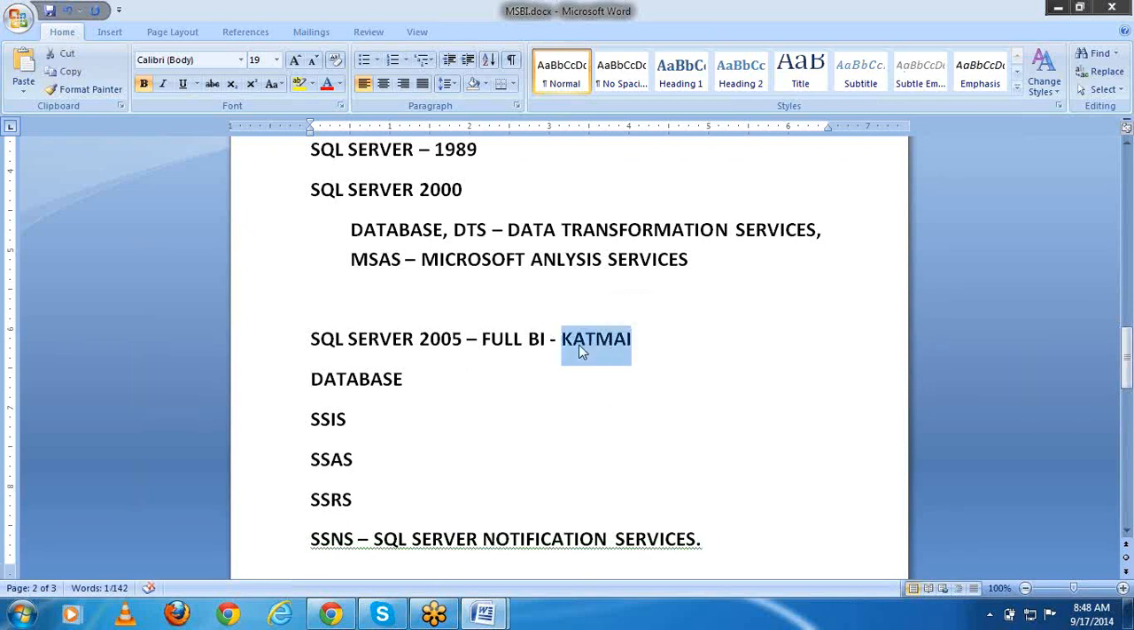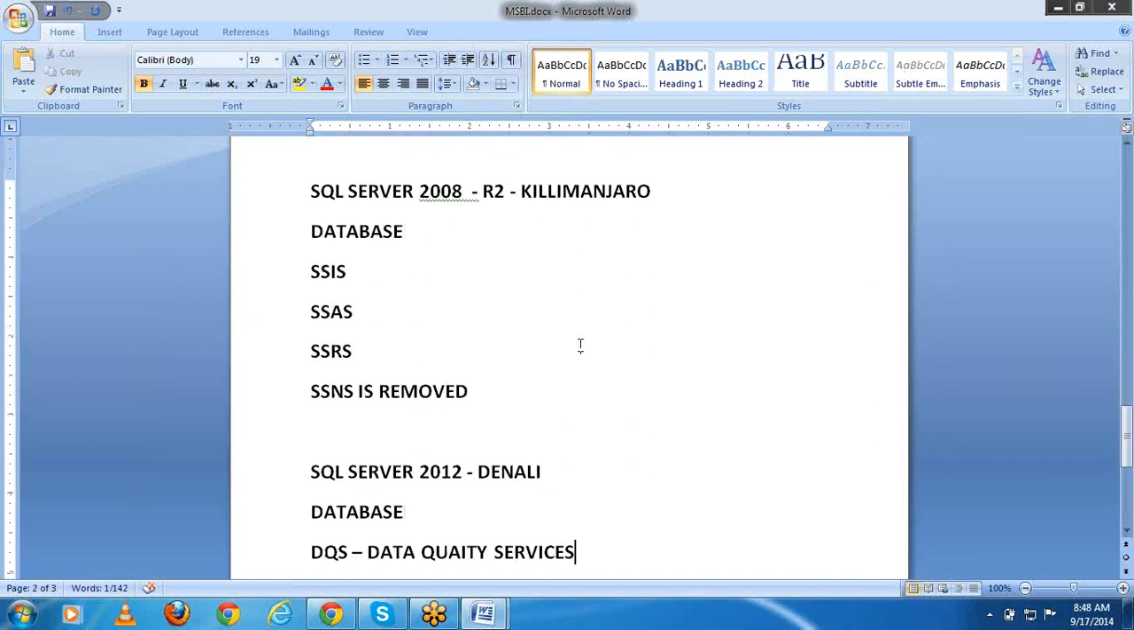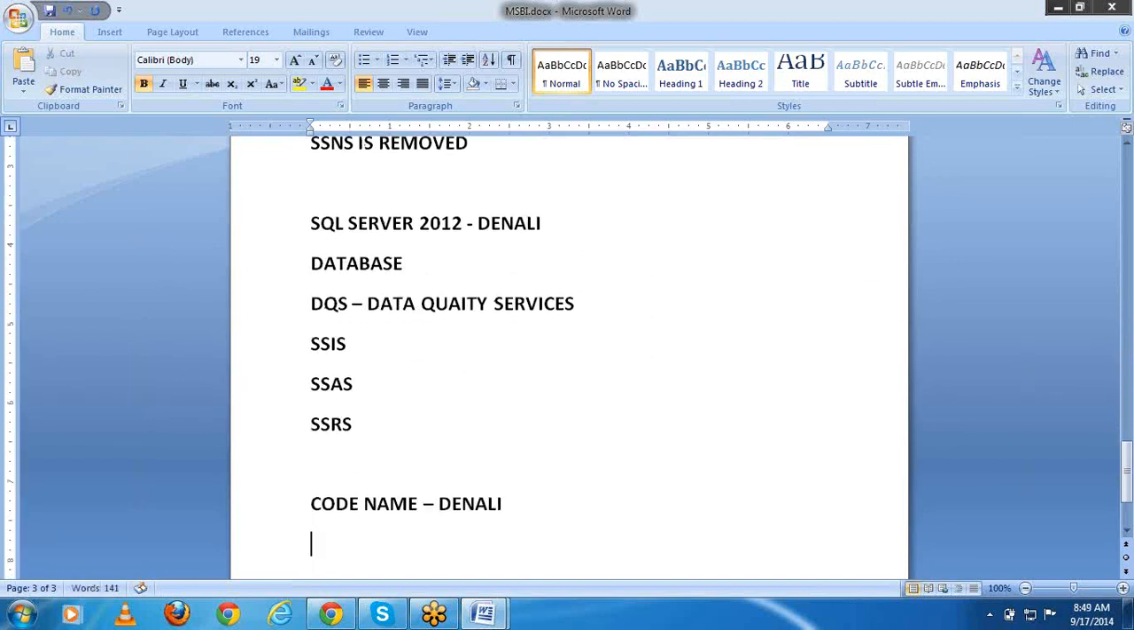So the code name of SQL Server 2005 is Katmai, and this is Kilimanjaro, and this is Denali. Now, what is the role of each? You have to know the role of each: SSIS, SSAS, SSRS.